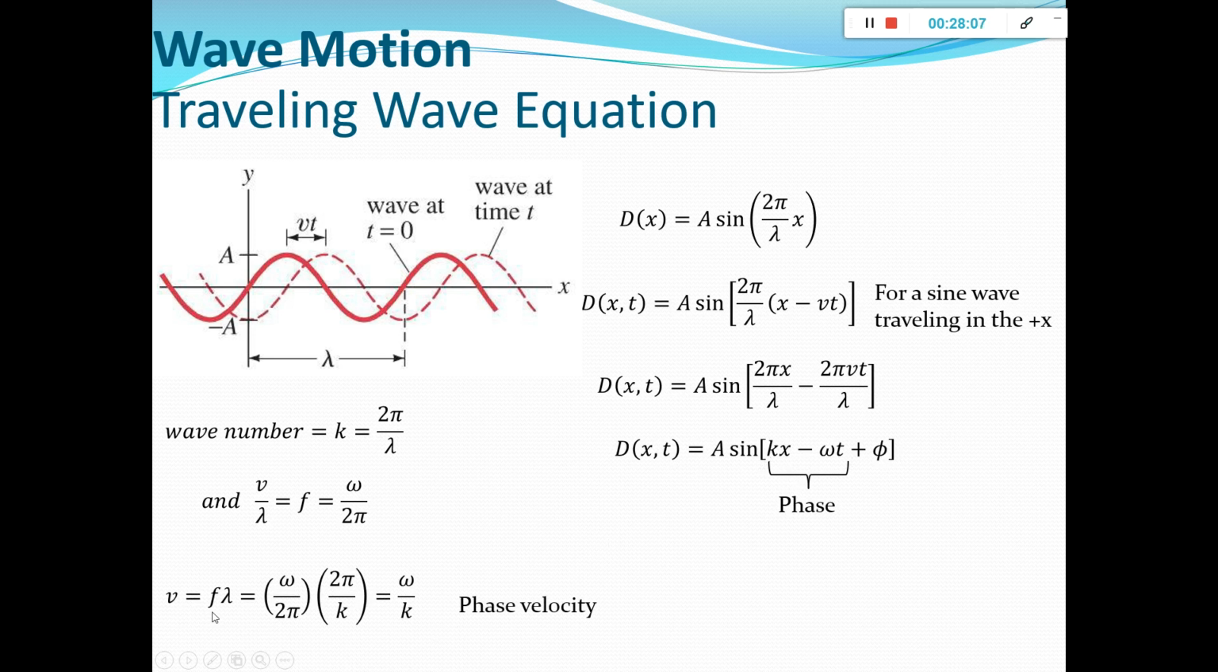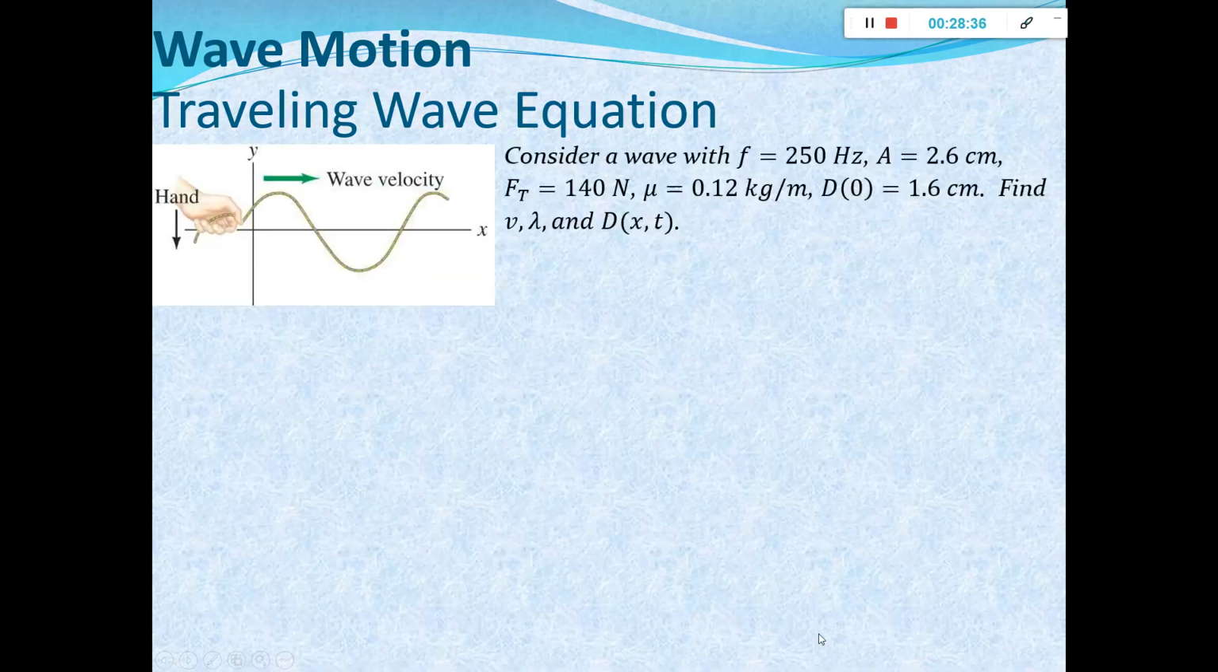This is sometimes referred to as phase velocity, just taking the wavelength, dividing it by k. Pretty much the speed of the wave and how it's affecting the phase. One thing to note, this sign here is for a wave traveling to the right. If it's traveling to the left, you make this positive. So pay attention to the sign. And that's phase shift, like I said before.